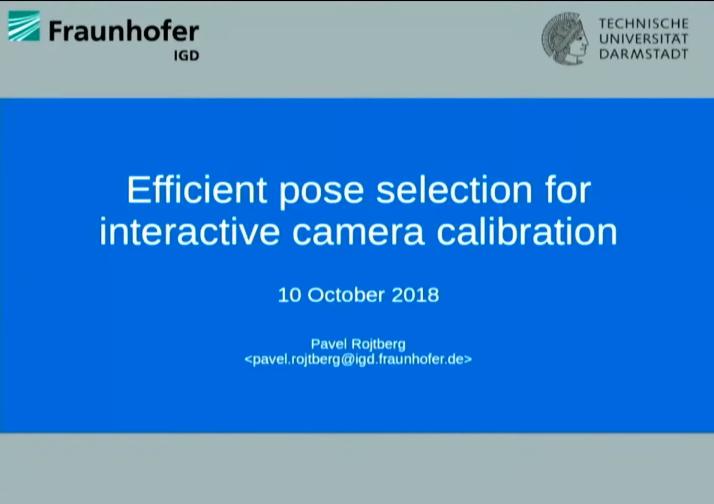Before I start, maybe I should note that there are some simplifications in the slides compared to the paper. So for full details, see the paper. Yeah, let's start with what this is actually about. You see the title. Maybe let's start with the camera calibration part.